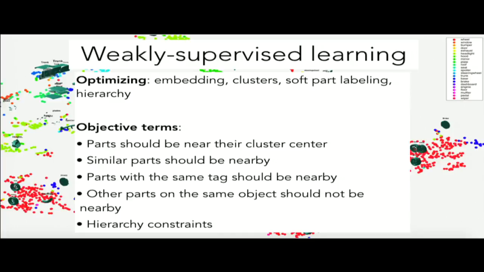essentially we're doing a great big joint optimization to solve for the embedding, the cluster centers, the labeling of which part is which, and also some constraints on the hierarchy. We do it based on a bunch of objective terms that capture observations such as geometrically similar parts should be nearby each other, parts with the same tag should be nearby each other, and parts that match our current hierarchical model are more likely to be correct. If we see that wheels don't tend to be children of dashboards, then something which is a child of a dashboard is probably not a wheel, and so on.